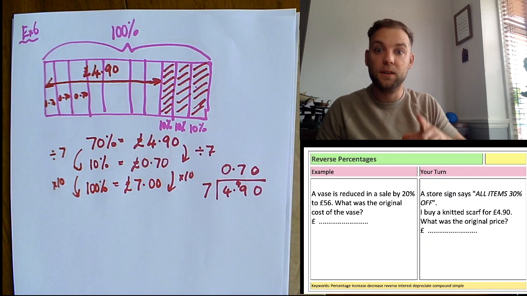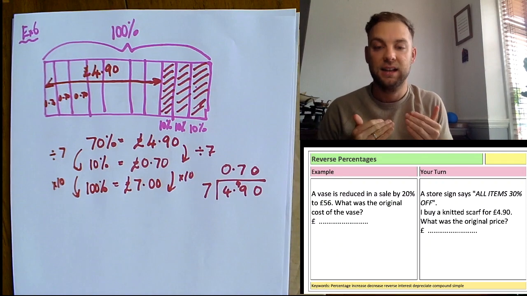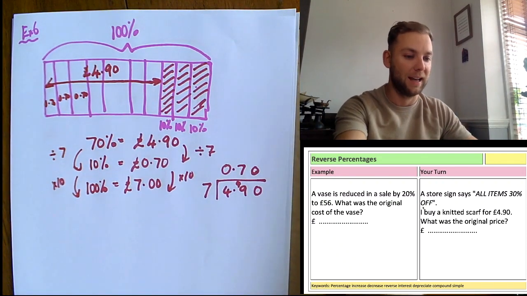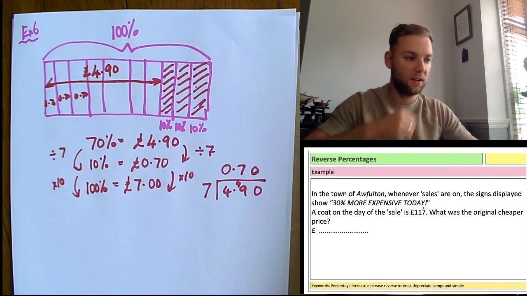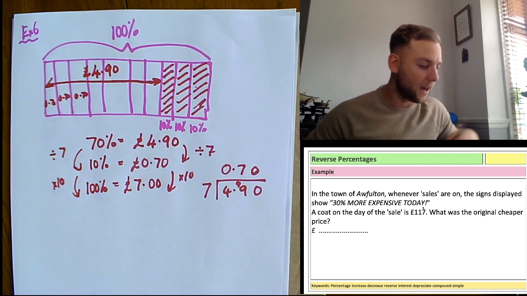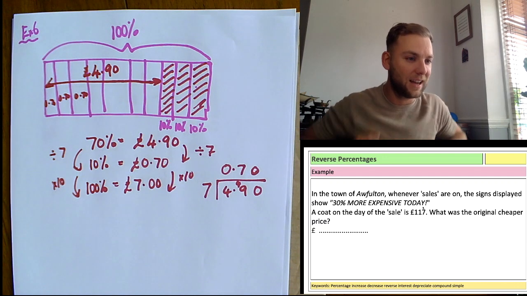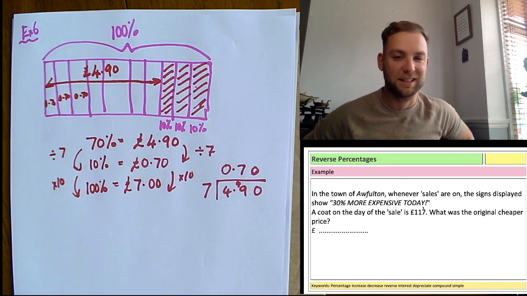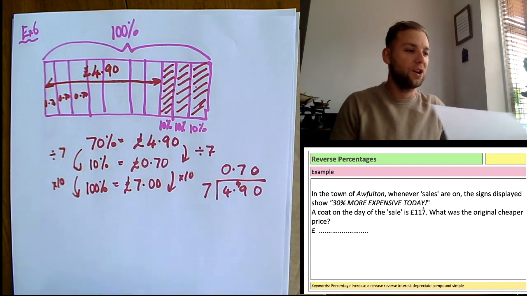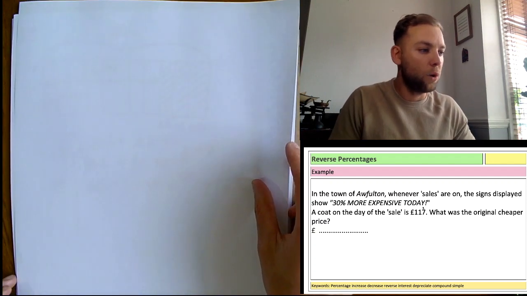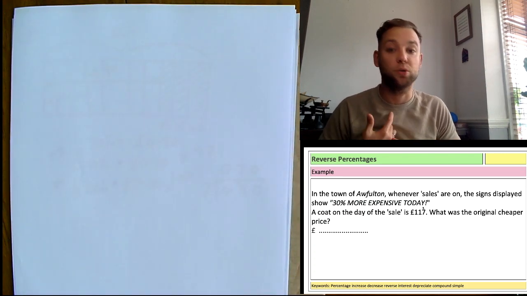Super. So at the moment, we've only been looking at reverse percentage decreases. Now we're going to be looking at the other way around. So we're going to be looking at an increase. So let's just check 70p and £7. Brilliant. All the 7s. So this one's a little bit different now. So this one here says, in a town of Orphalton, when the sales are on, the sign displays show 30% more expensive today. So strange time, strange offers. But the coat on that day costs £117. What was the original cheaper price?